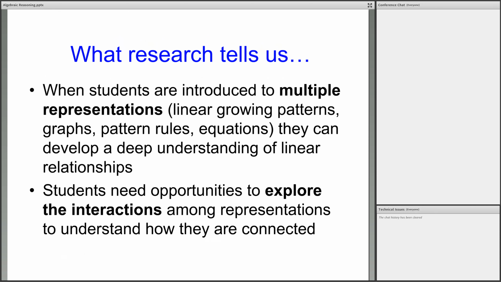So research tells us that when students are introduced to multiple representations, so linear growing patterns, graphs, pattern rules, and equations, they can develop a really deep understanding of linear relationships, of these functional relationships. And it's the exploration of the interaction among different representations that really helps develop this deep understanding.